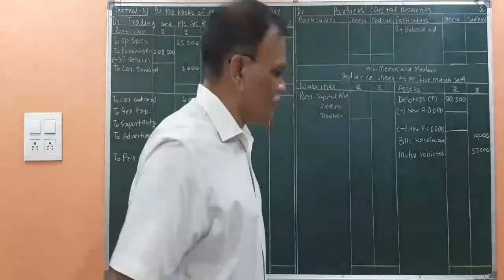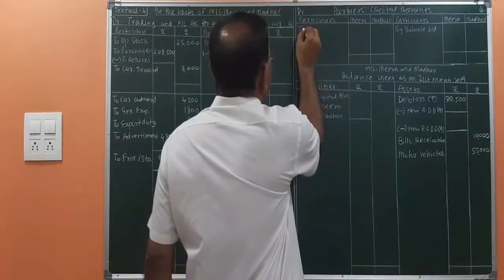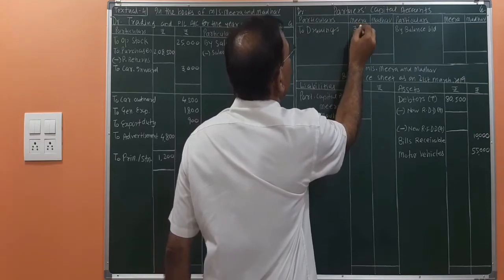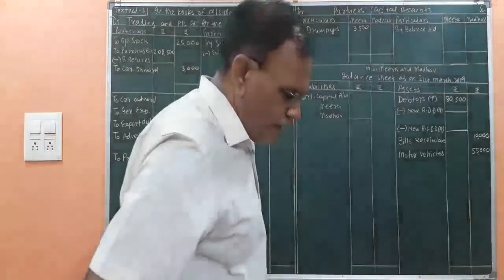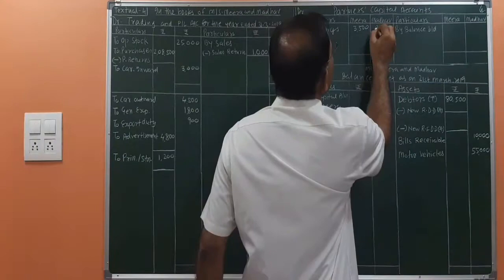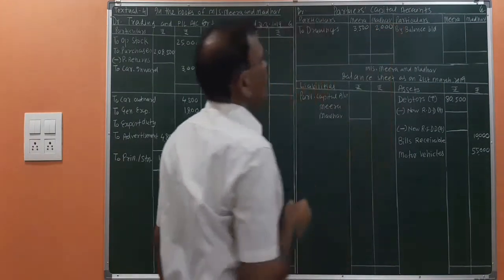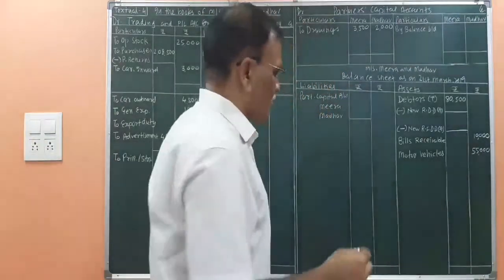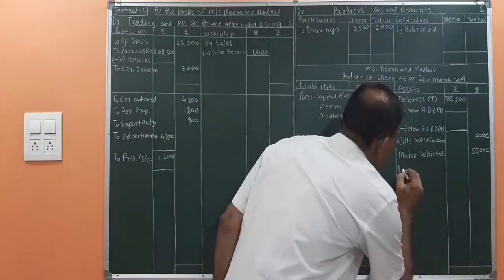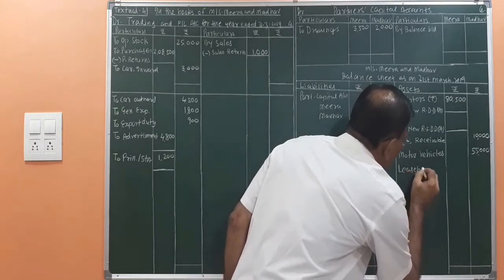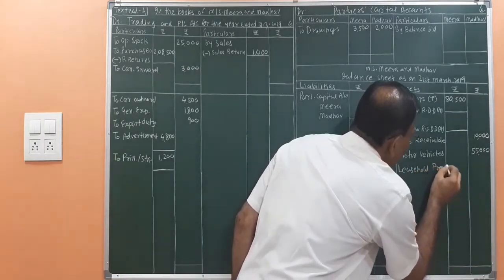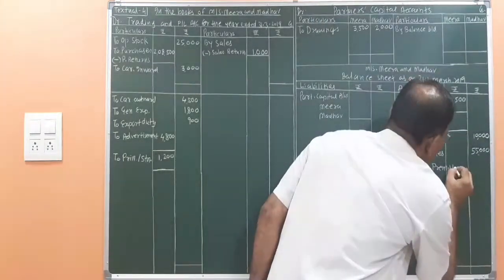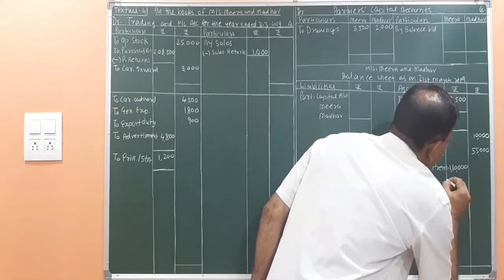Drawings of Meera and Madhav: drawings 3,500 and 2,000. So 2,000 for Madhav. Leasehold premises 1,10,000. So leasehold premises in the asset, 1,10,000 in the inner column.